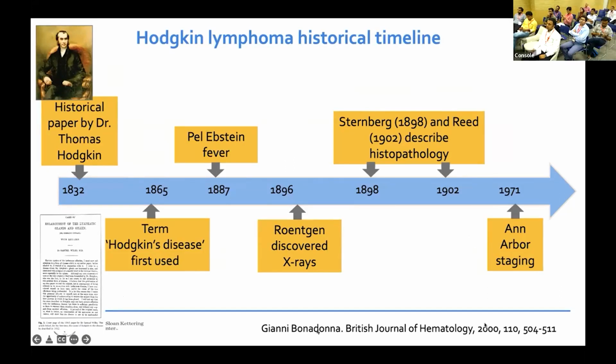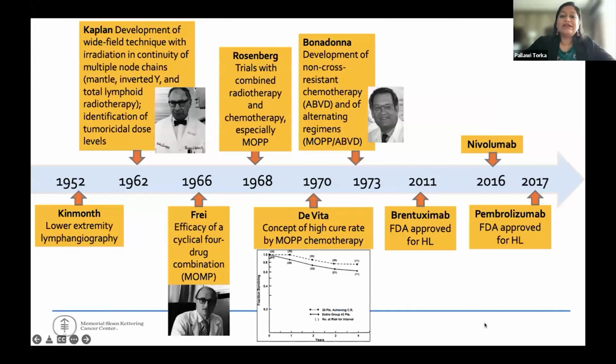And then in the 19th century, we got a little bit more understanding about how Hodgkin lymphoma manifests, and terms that we use every day, like Pel-Ebstein fever and Reed-Sternberg cells, were all devised in the last 2 centuries. The Ann Arbor staging was in 1971. And if you look at the treatment paradigm, most of the major treatments that we use at this time were devised in the 1960s and 1970s. So Dr. Kaplan, in 1962, showed for the first time that radiation can be curative in Hodgkin lymphoma.